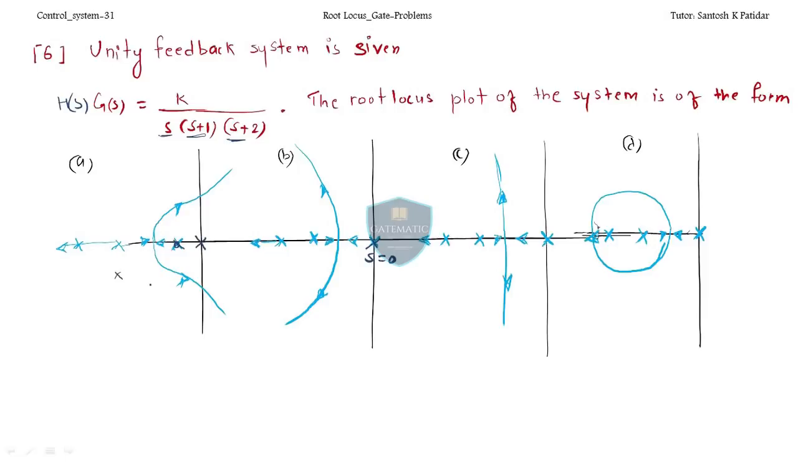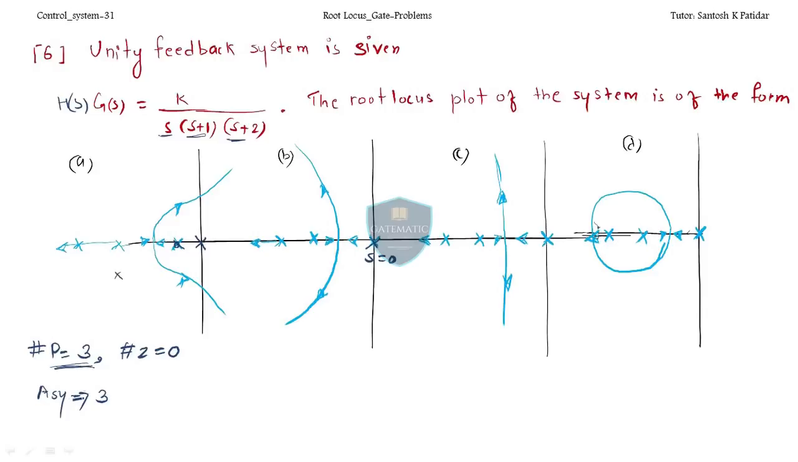So the question is how to proceed. See, the number of poles given is 3. Number of poles are 3. Okay, perfectly fine. Number of zeros, do you have zeros over here? No, you do not have any zero. So how many asymptotes will you have? Asymptotes will be 3. Asymptotes means all these poles will go to the zeros along the asymptotes. Okay, perfectly fine. So you have 3 asymptotes.